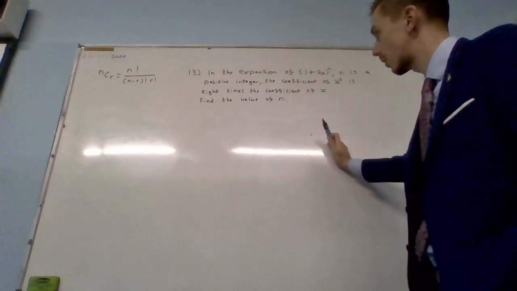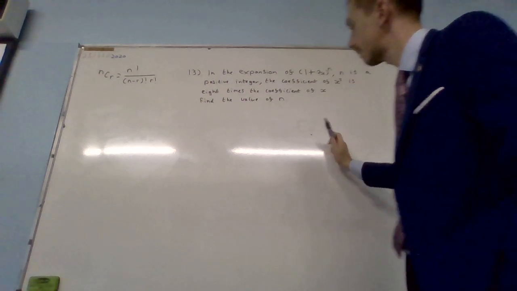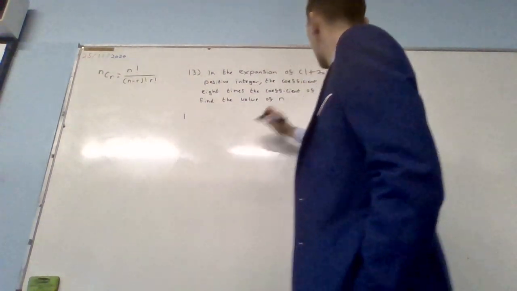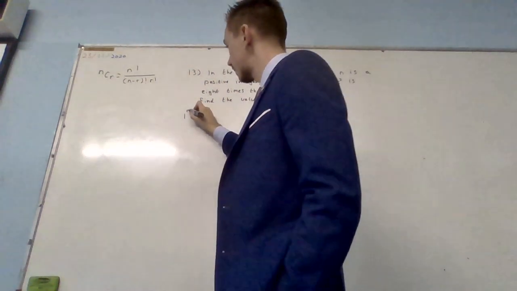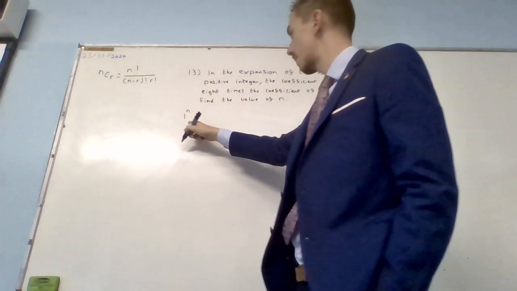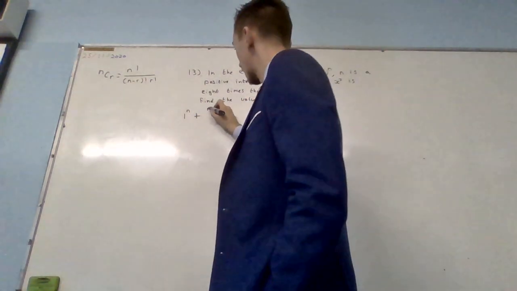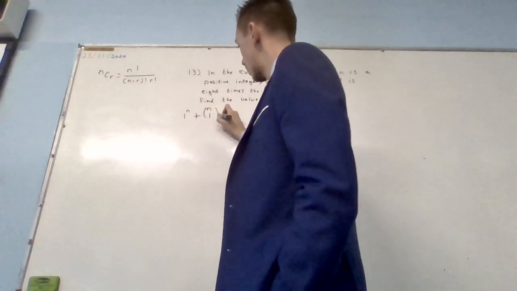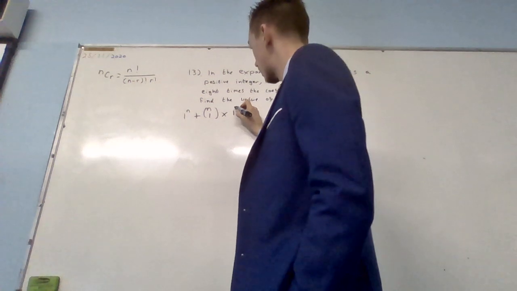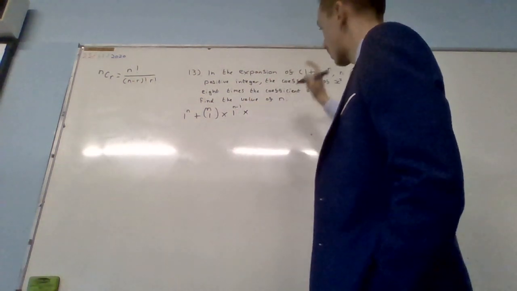First thing we're going to want to do is use our theorem to expand this bracket. So our first term is going to be 1 to the power of n. Then the next one is n choose 1 times 1 to the power of n subtract 1 times our b term, which is 2x.